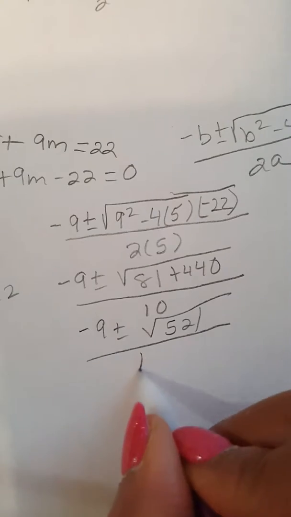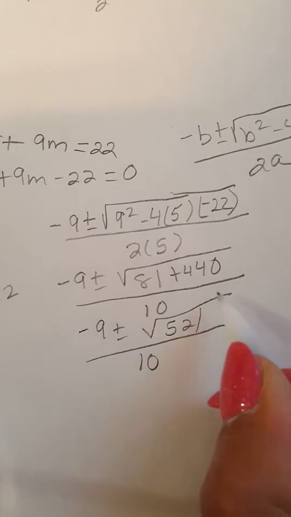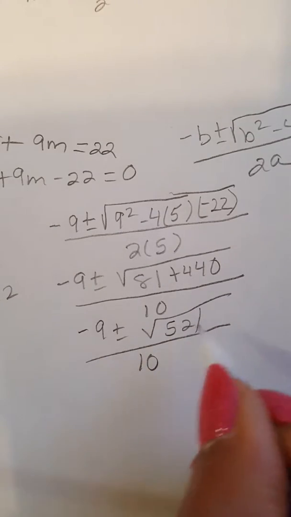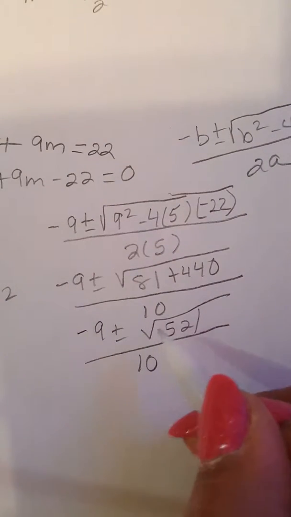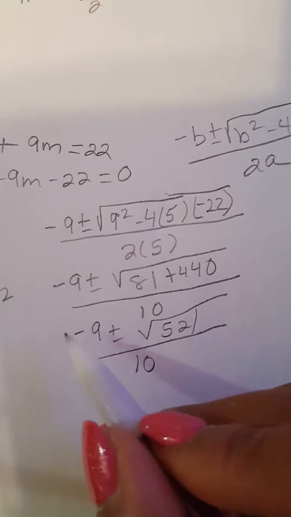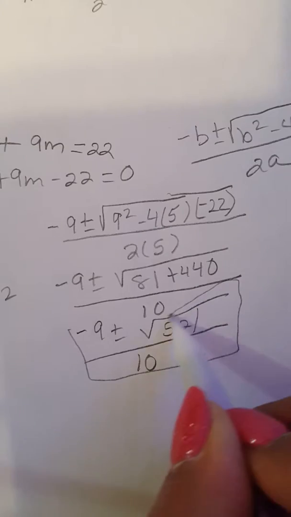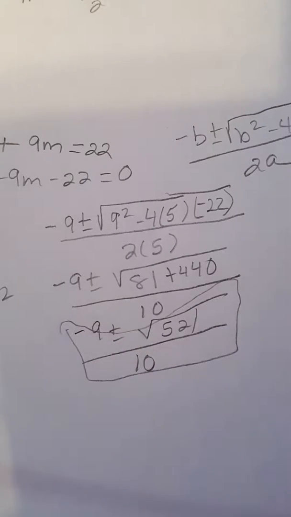all over 10. At this point, you will try to simplify the square root of 521, but this one will not simplify, so you are done. This would be your answer right here. Okay.